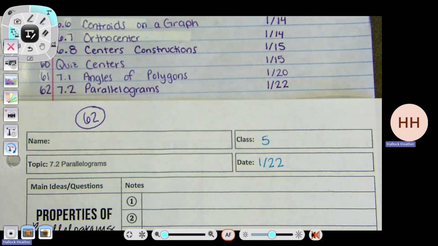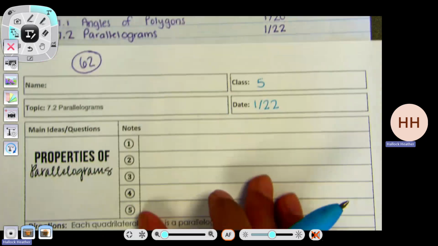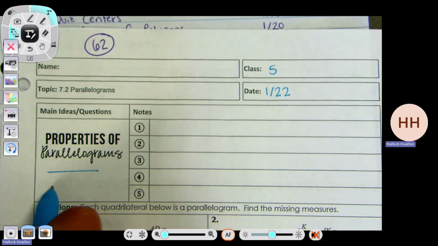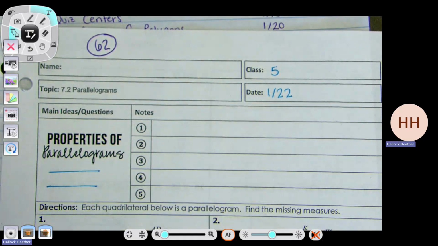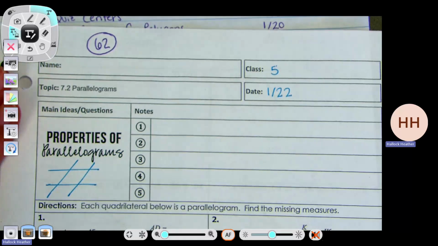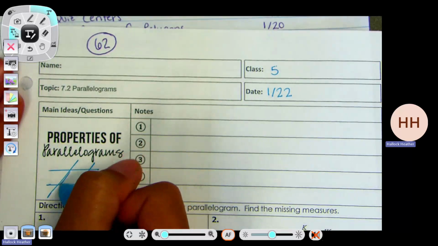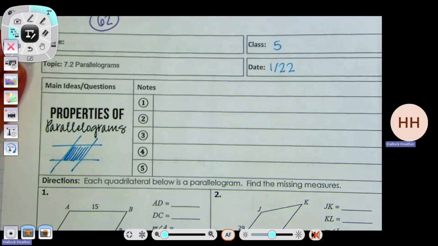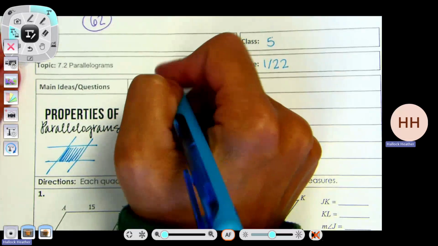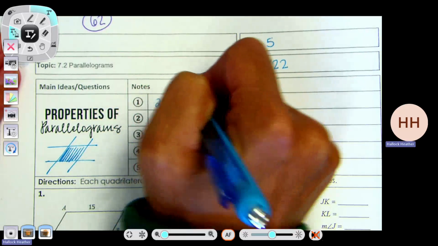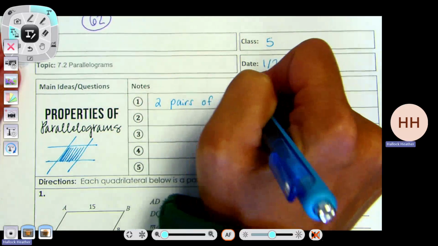Properties of parallelograms. We're going to write some stuff first. The first thing is a parallelogram is made by 2 sets of parallel lines. So you have parallel lines, and then another pair of parallel lines that run this way. And look at that, on the inside, that shape right there is a parallelogram. You don't have to draw that if you don't want to. But it is constructed by 2 pairs of parallel sides.